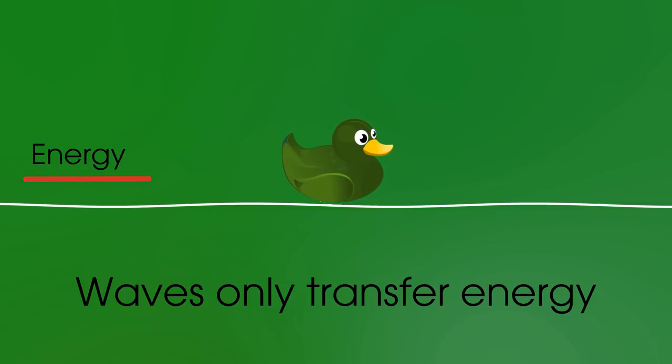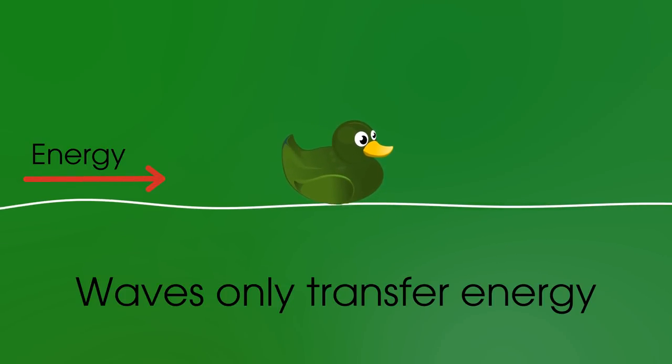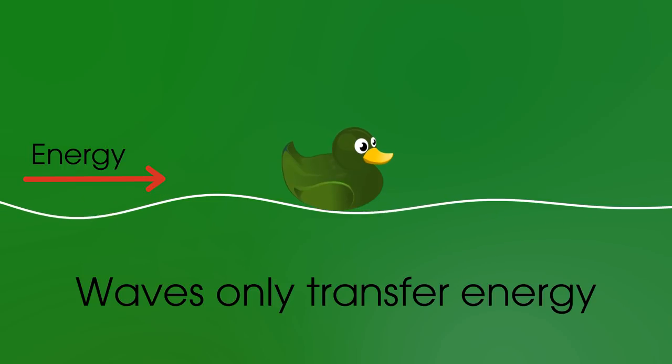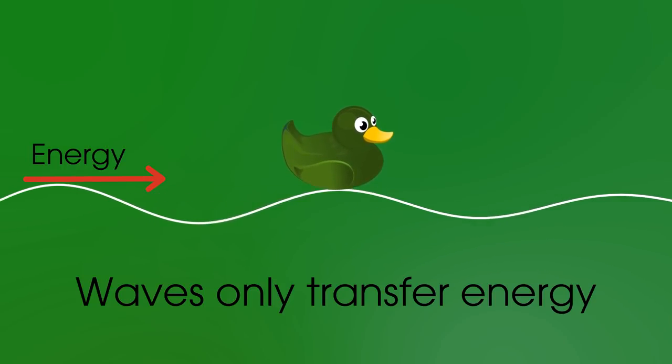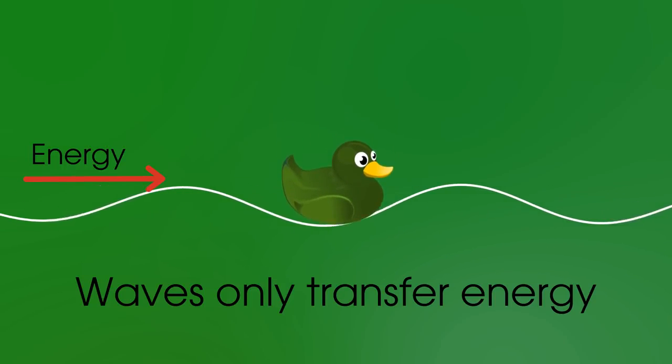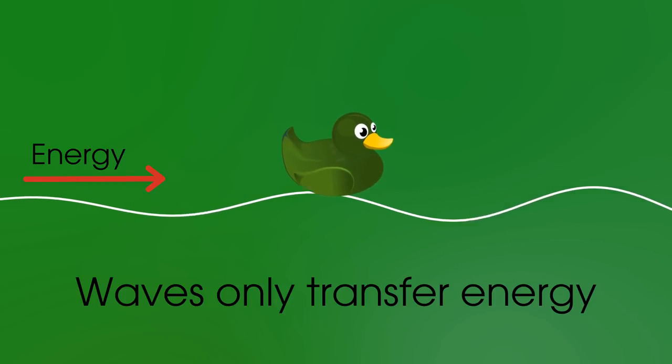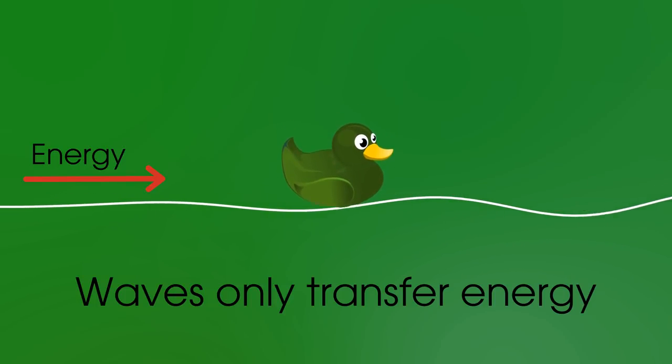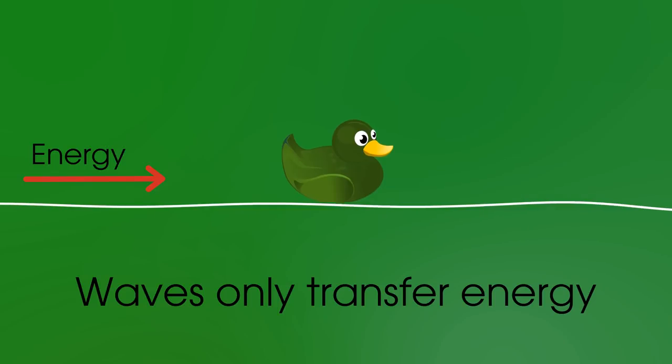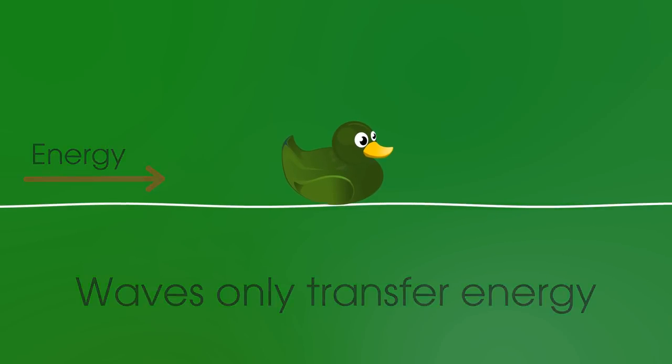One really important thing to remember about waves is they only transfer energy from place to place, not any matter. And we can see that here by looking at a lovely rubber duck sat in a bath. As a wave goes through, the duck bobs up and down, but once the wave's gone, he's back to his original position. The wave has carried energy through, but it did not carry the duck with it.